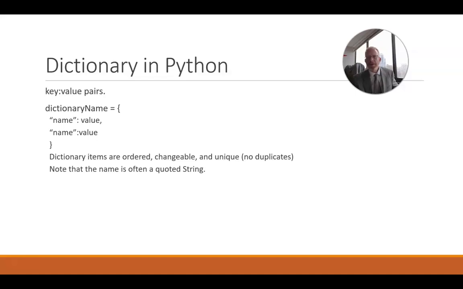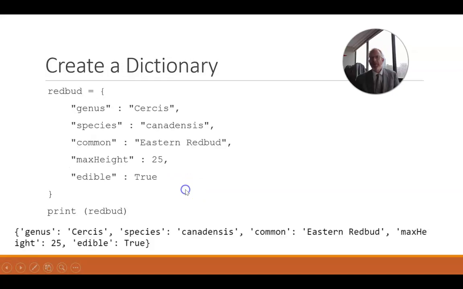So key value pairs, we'll typically set it up like this. We'll declare a variable, then we'll have the equal sign and then a curly brace, and then a closing curly brace at the bottom. And then inside we'll have a series of name value pairs, the names oftentimes in quotes, and then a colon to separate the name and the value. So these items are ordered and they are changeable, so it means we can change the values inside of here, but we cannot have duplicates.